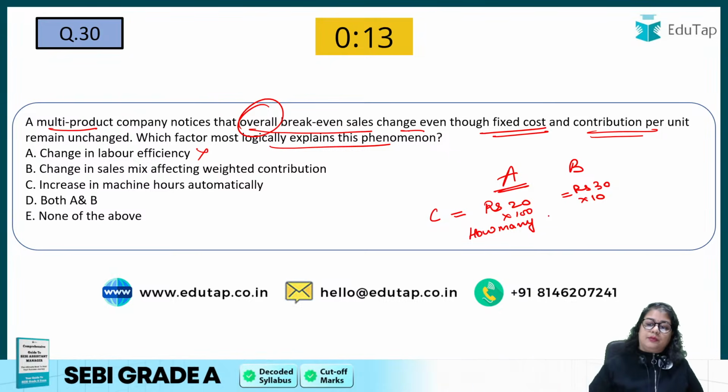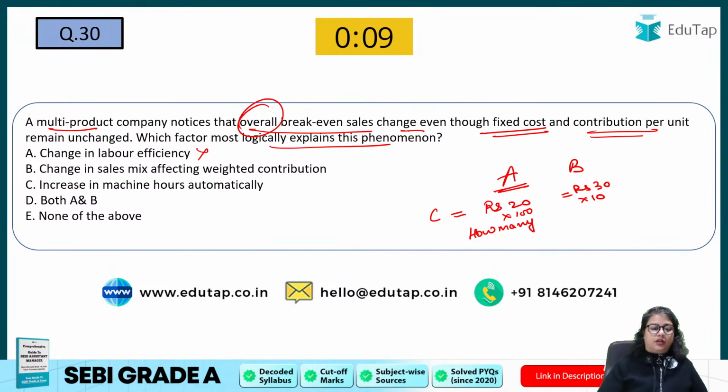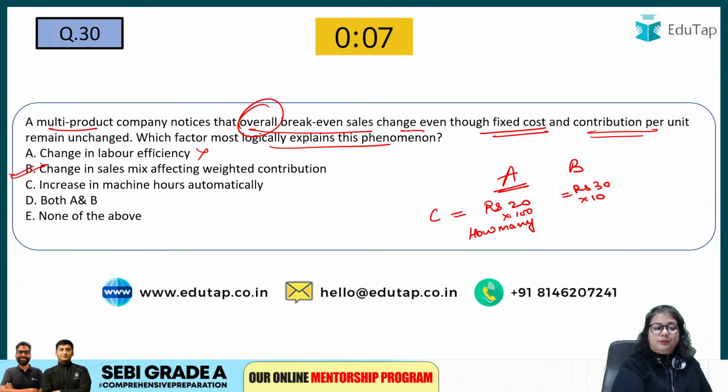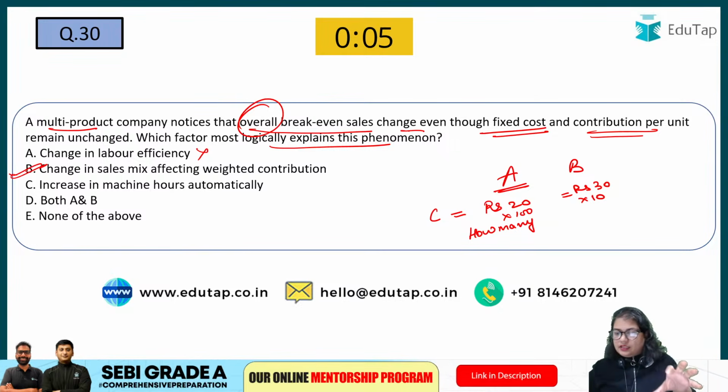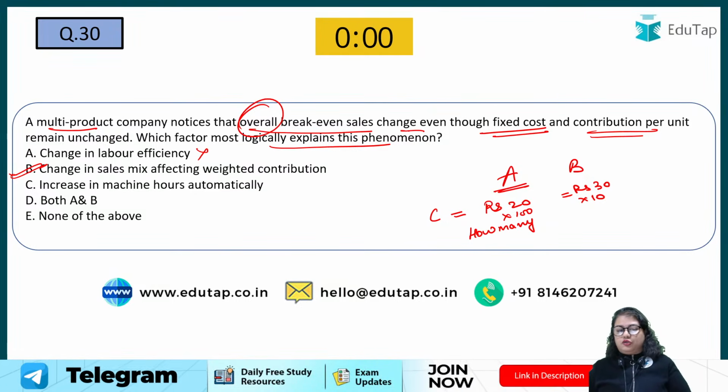So yes, there is a sales mix change. Yes, you can say, like someone said, think once more, I don't know your name. So yes, the answer is B, change in the sales mix, because how many you are selling will affect your weighted contribution or your total contribution.